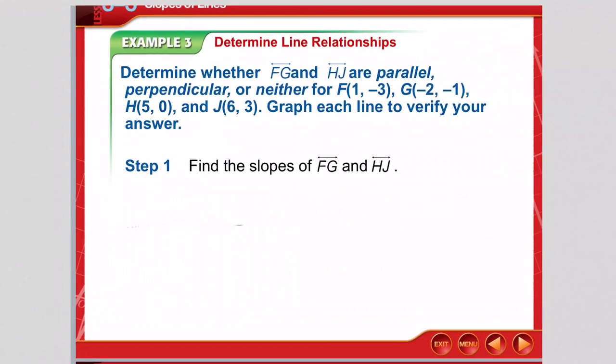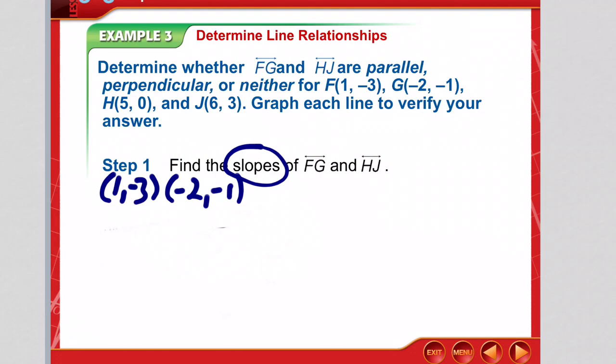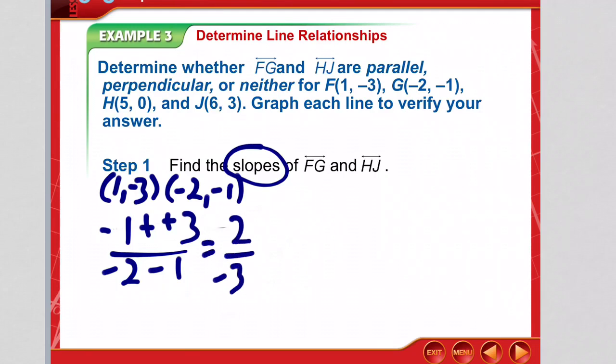some graphing with this. Actually, before we get to graphing, how to show if two lines are parallel or perpendicular. So anytime we talk about parallel or perpendicular, we need to always think slope. So what it tells us here is step 1 is to find the slope of these two lines. So FG is at 1, negative 3, and at negative 2, negative 1. We're going to find the slope using the y2 minus the y1 over x2 minus the x1. Again, we have the double negative, so we add those. So that would give us a 2 over negative 3, which to write it properly would be negative 3 over 2. We need to do the same for HJ.